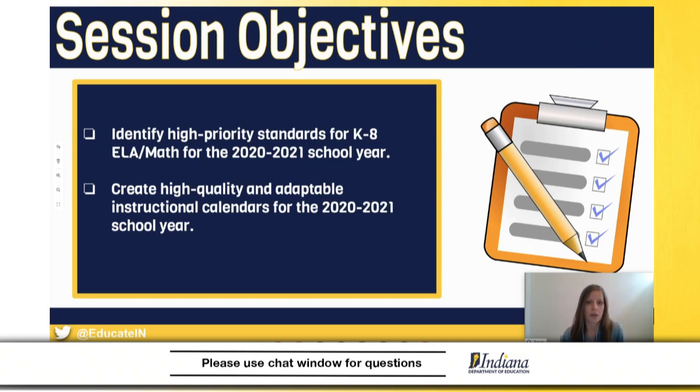The overview today will serve as a framework for you. It's an outline, and more detail will be coming next Monday or Tuesday, depending on what session you signed up for. So the first objective is to outline the process to identify high priority standards for K through 8 ELA and math. Our goal is to extend this PD eventually to other grade levels and content areas because we get asked that all the time.